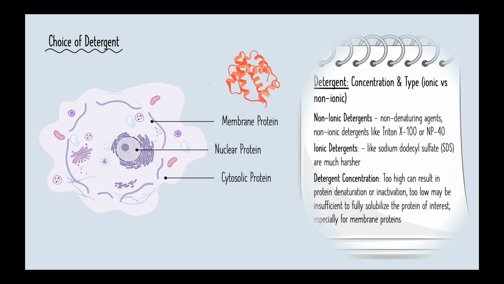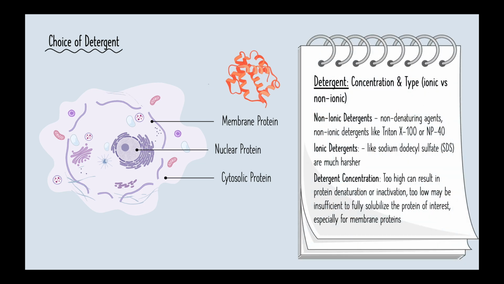When selecting a detergent, both its concentration and its type, whether ionic or non-ionic, must be considered. Non-ionic detergents are milder compared to ionic detergents. They have limited ability to disrupt protein-protein interaction and are thus considered non-denaturing. This makes them ideal for applications where preserving the native structure of the protein is essential, such as in protein activity assays or protein-protein interaction studies.